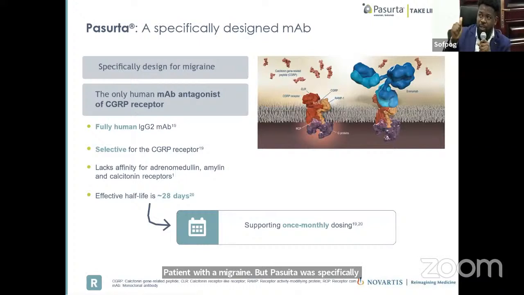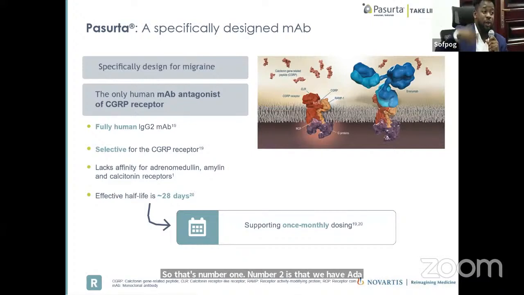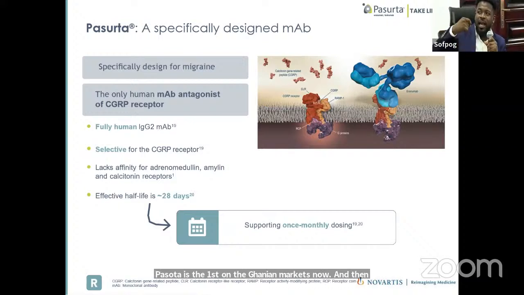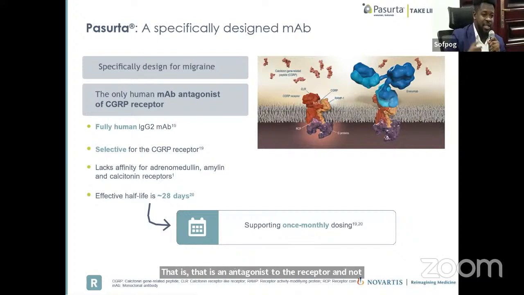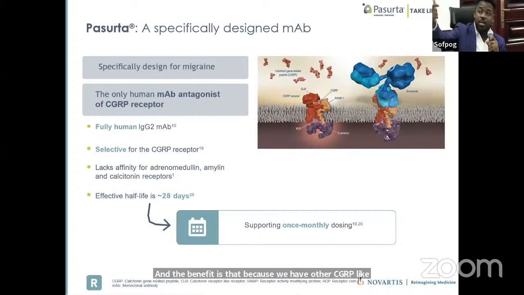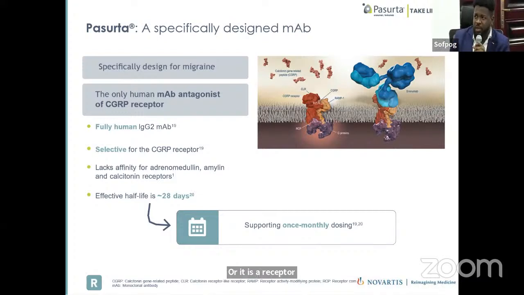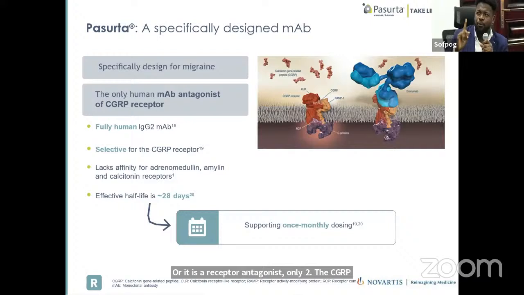So that's number 1. Number 2 is that we have other human monoclonal antibodies. Pasuta is the first on the Ghanaian market now. And then it is the only one that is an antagonist to the receptor and not CGRP itself. And the benefit is that because we have other CGRP-like receptors, you would also want the CGRP to act on those ones to have beneficial therapeutic effect. So Pasuta binds, or it is a receptor antagonist only to the CGRP receptor. Then it's a full human monoclonal antibody.